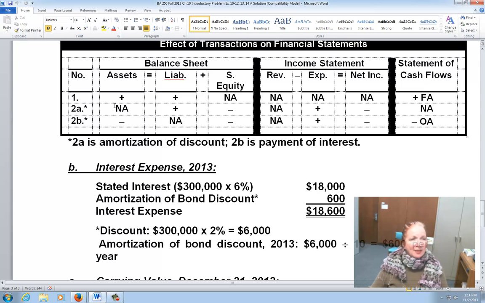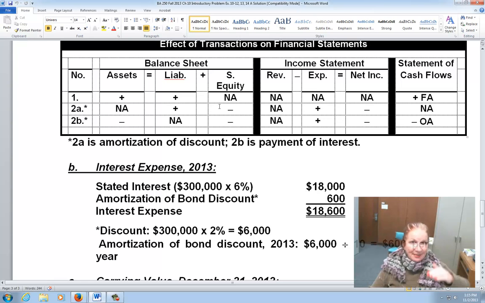The next one is the amortization of the discount right down here. So the liability is going to be going up because it's going from 98% up to 100%. So the liability is going to be going up.